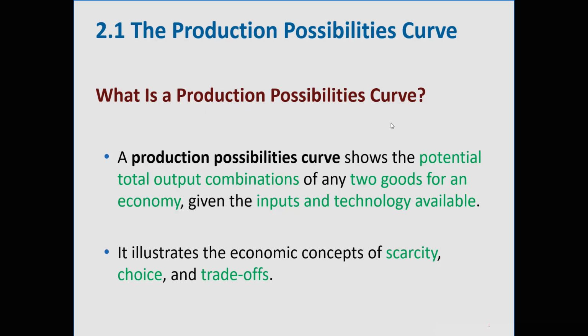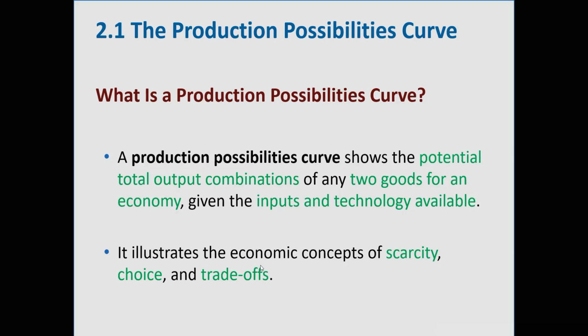So what is a production possibilities curve? It's simply a curve that shows the potential total output combinations of any two goods for an economy given the inputs and technology available. So we reduce it just to two goods to be able to study. However, in real life, we know that we generally have more than two goods. There's no economy that only produces two goods. We produce thousands of goods in Canada, for example, goods and services. But to make things really easy to study the concept of production possibilities, we will reduce it to two goods.